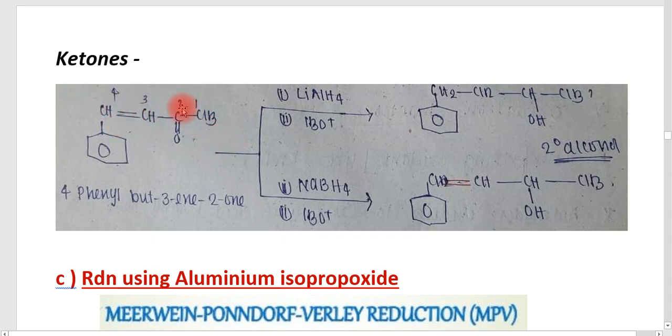Why? Just because we want to give the carbonyl group the least number. That is why we are numbering from here: 1, 2, 3 and 4. So the double bond is at carbon 3, and therefore we can write the name as 4-phenyl, the phenyl group attached at the fourth carbon, but-3-en-2-one.